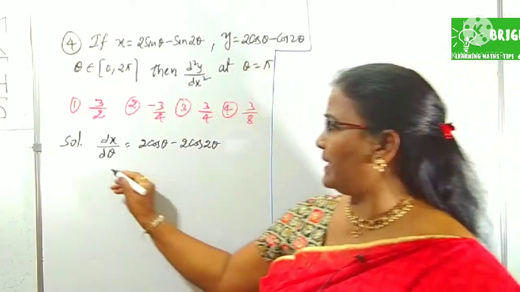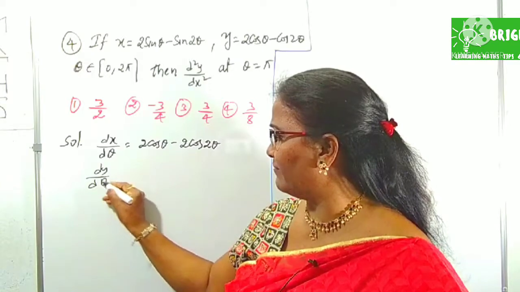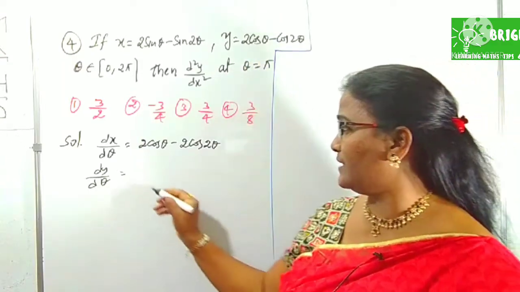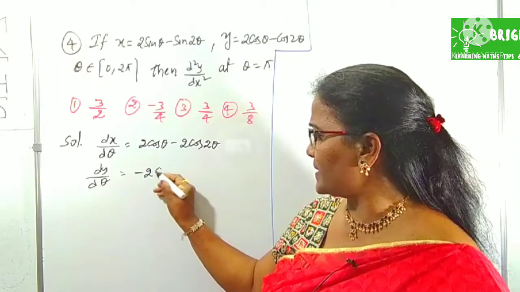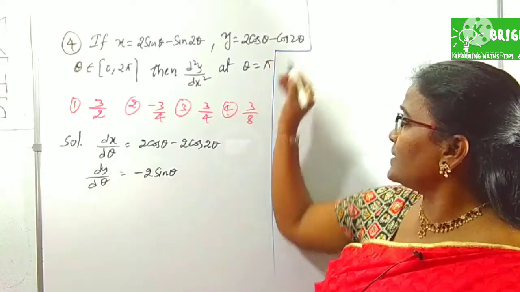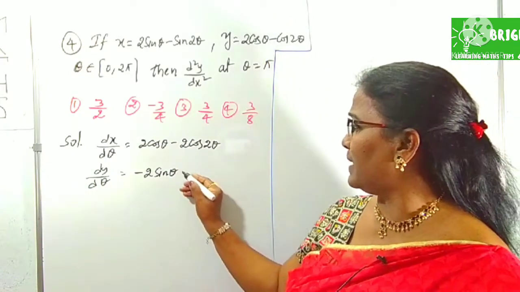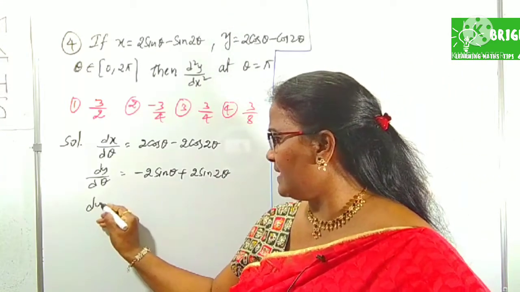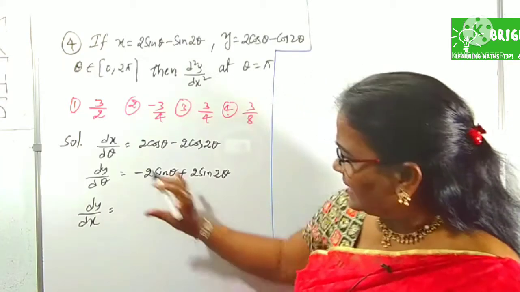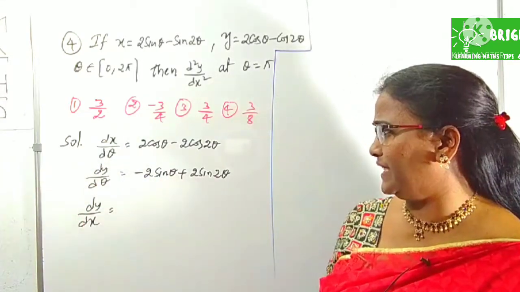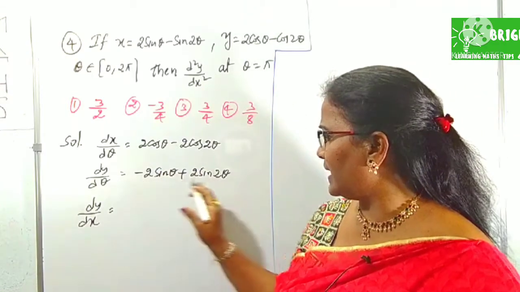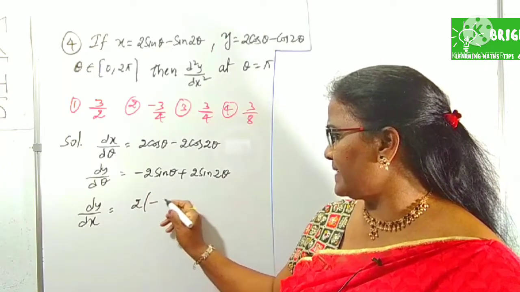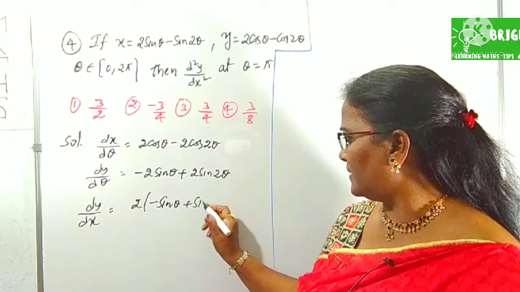Now we come to dy by d theta. This is a parametric differentiation process. dy by d theta, with respect to theta: 2 into derivative of cos theta is minus sin theta, that is minus 2 sin theta, and the derivative of cos 2 theta is minus 2 sin 2 theta. Okay, now what is dy by dx? dy by dx is dy by d theta divided by dx by d theta. For our convenience, take 2 common from the numerator: minus sin theta plus sin 2 theta.